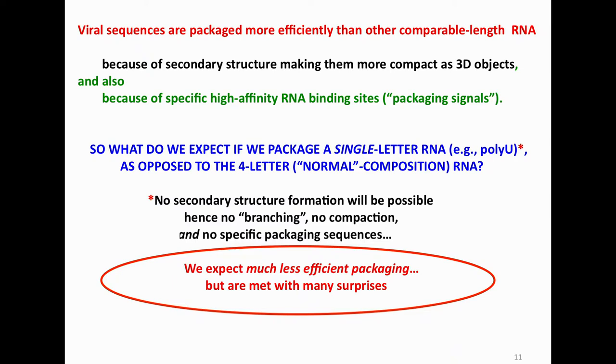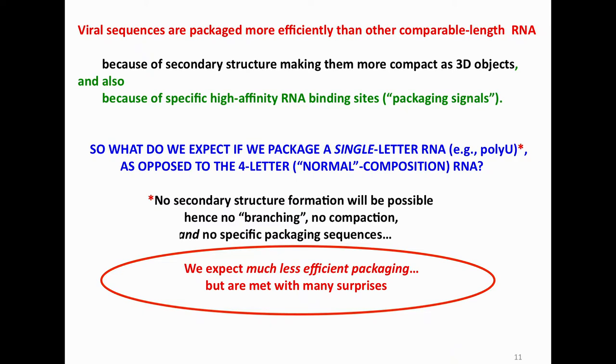You've heard from Ryden about the importance of packaging signals. Obviously, the viral sequences have them. Non-viral sequences don't. So after sorting things out along these lines, we thought we should go outside our comfort zone and ask, what happens when you take an unnatural RNA, like a single letter RNA, that has no possibility of forming secondary structure, it has no self-complementarity.